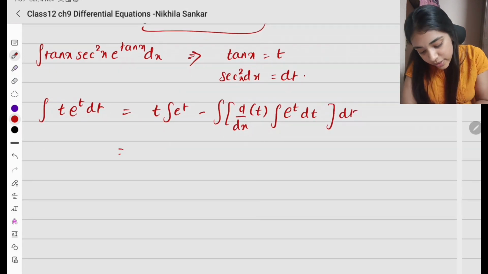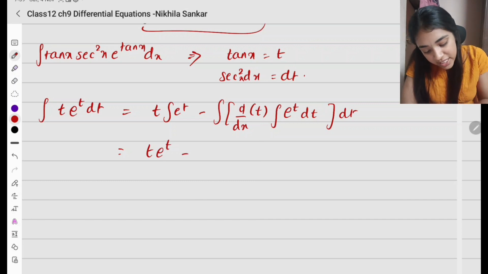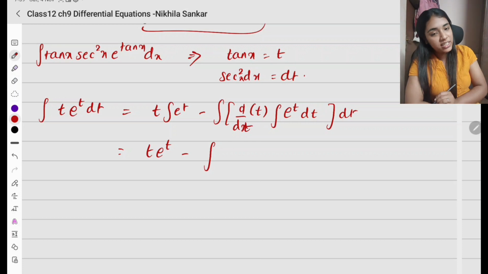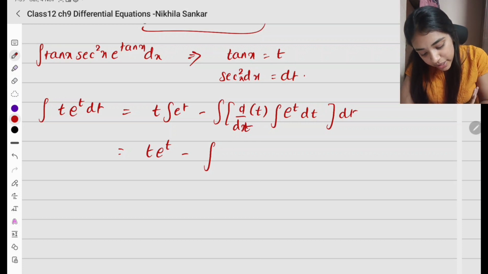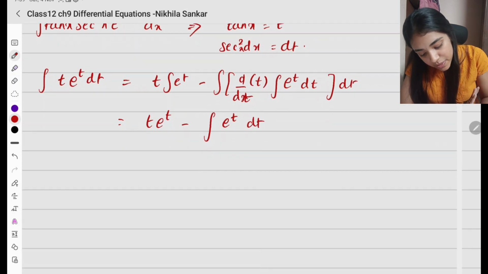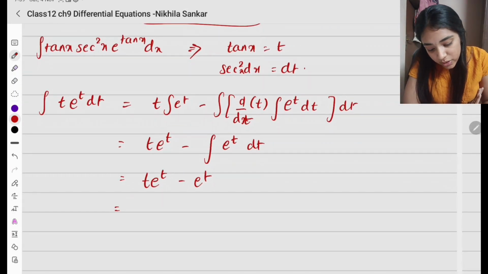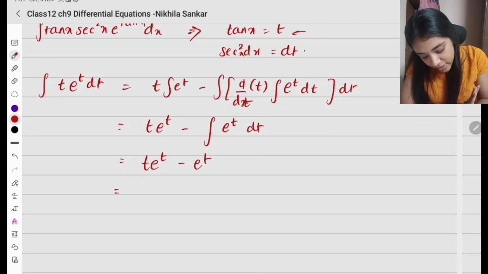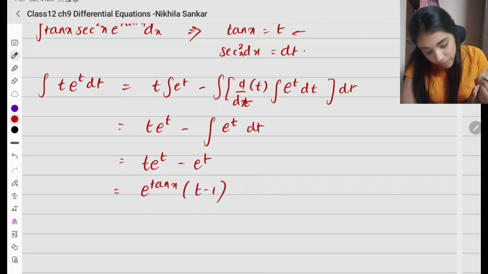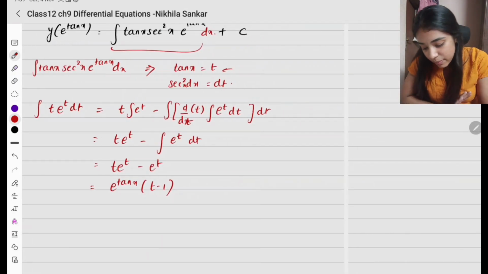So I have t times integration of e to the t, minus integration of d by dt of the first term times integration of e to the t, dt. This is integration by parts, you know? So t times integration of e to the t is going to be e to the t, minus integration of dt by dt, which gives me 1, times integration of e to the t, which is again e to the t, dt. So this is t e to the t minus e to the t. So this is nothing but e to the t times t minus 1.